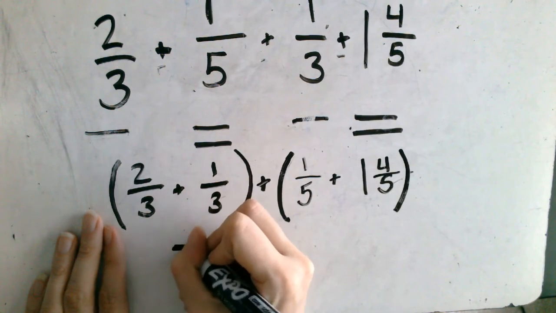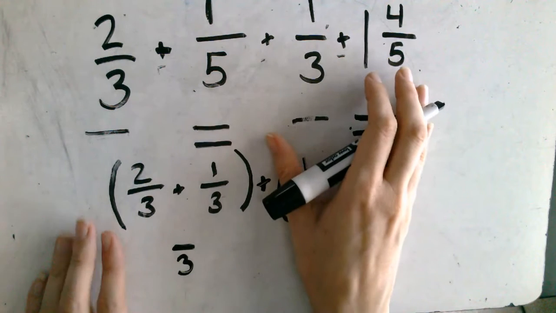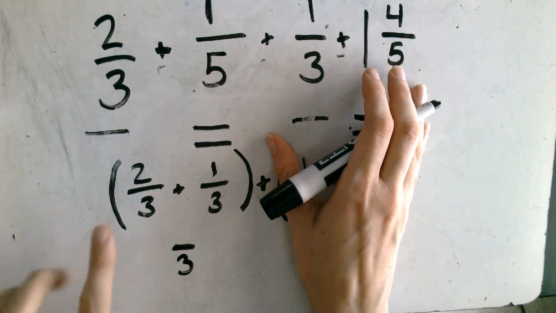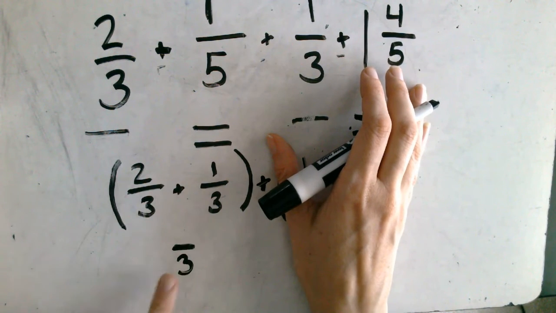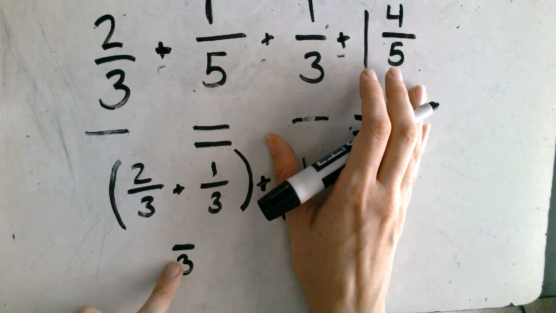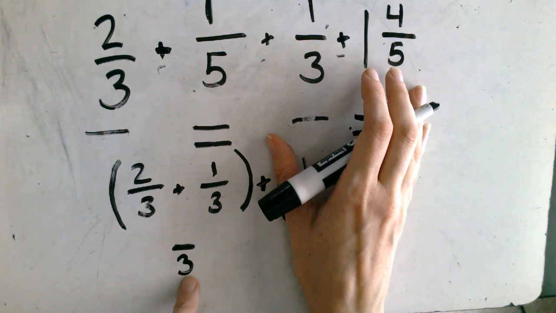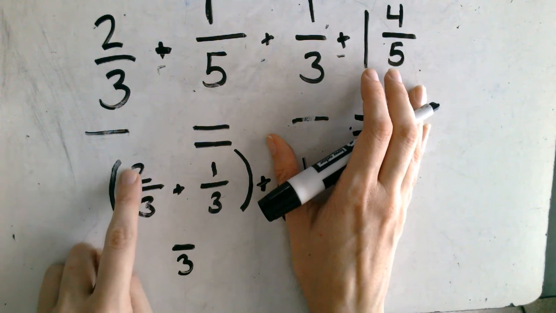2/3 plus 1/3. Well, 3 and 3 can stay the same. You're going to keep your markers capped for right now. Just watch me, and then you're going to write this down in a minute. 3 and 3 stay the same. Remember, when we're adding fractions, we keep our like denominator the same.